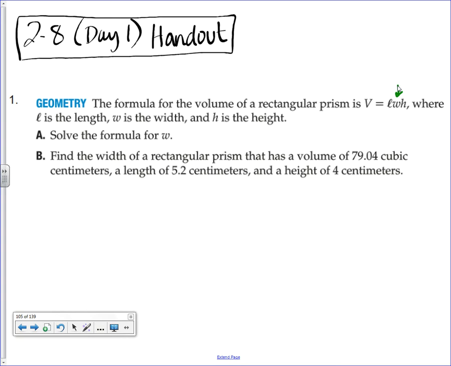Well, both the L and the H are being multiplied, so we can divide by both the L and the H. And you get V over LH is equal to W. Okay, those L's canceled, the H's canceled, and we just have the W.